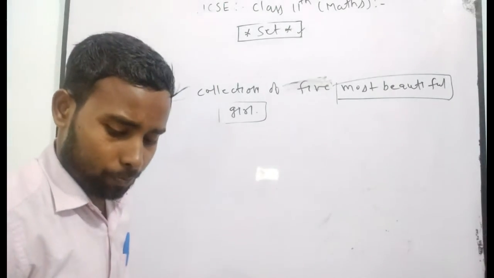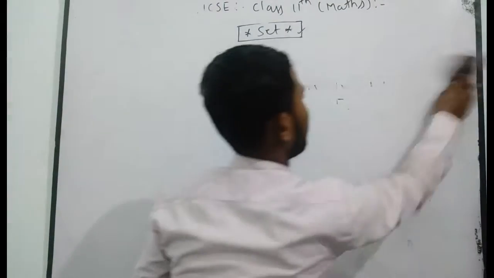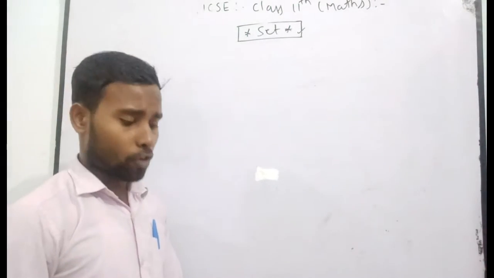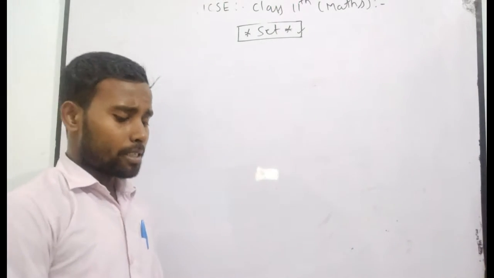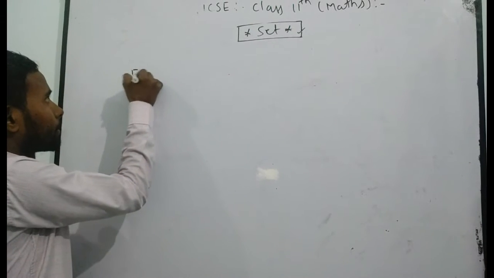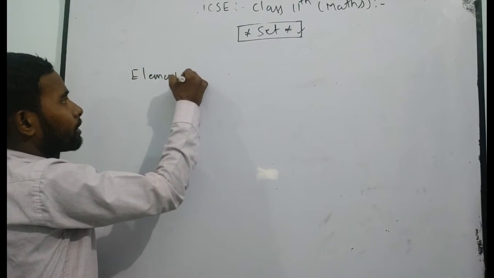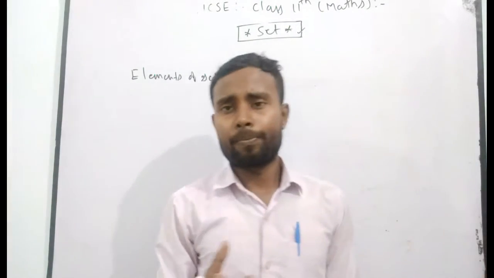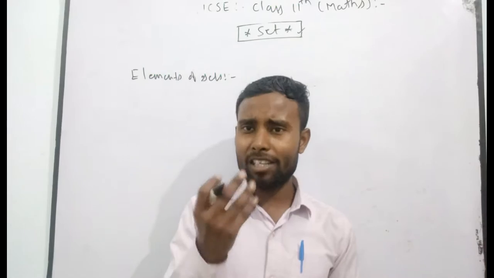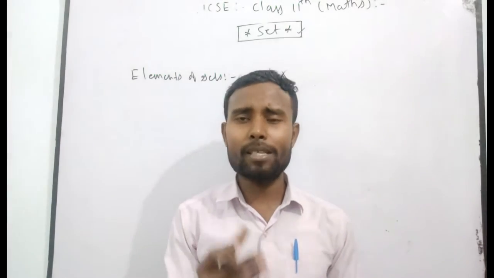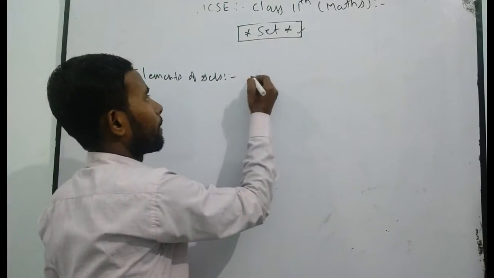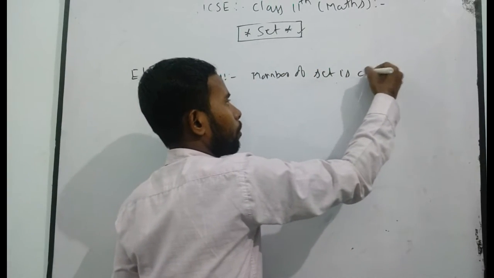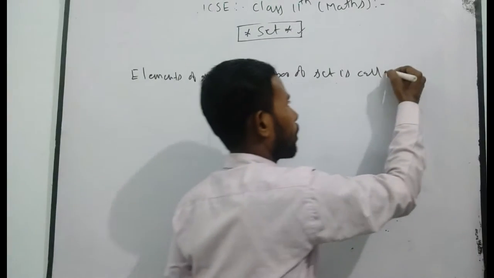I think you understand. Now, that is your definition of set. Next, in your books, there is given representation. The next topic will be entries, that means elements of set. As you know, a set is defined as a collection of entries. In that case, elements of set means a member of the set is called an element of the set.